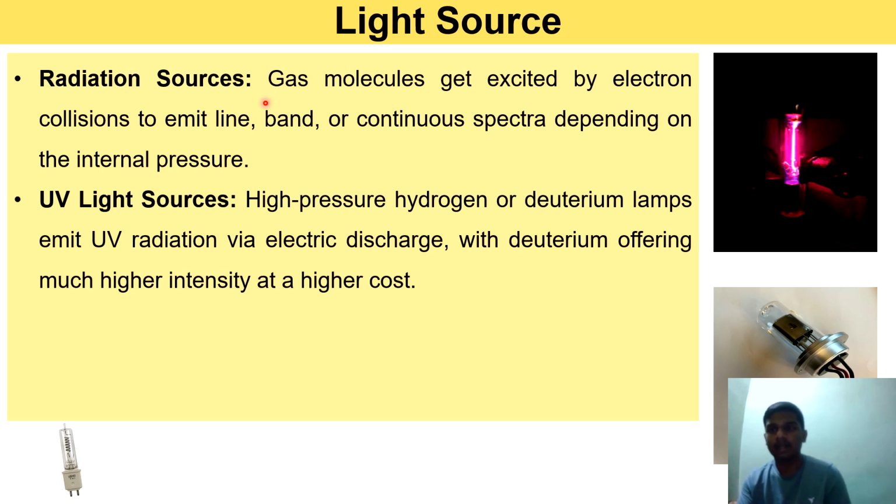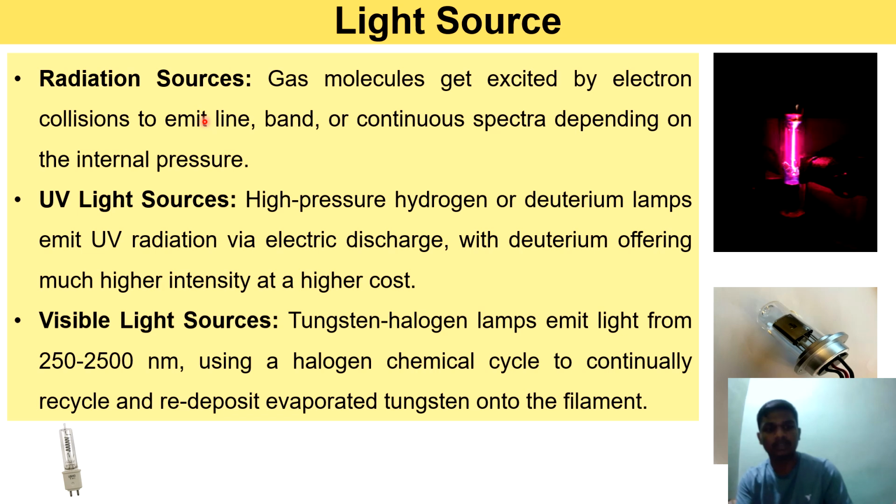Here, high pressure hydrogen and deuterium lamps emit UV radiation via electron discharge. The lamp should be stable and provide sufficient intensity. Deuterium offers much higher intensity at a higher cost. Comparatively, deuterium performs better than the hydrogen lamp, but it is also costlier than the hydrogen lamp.